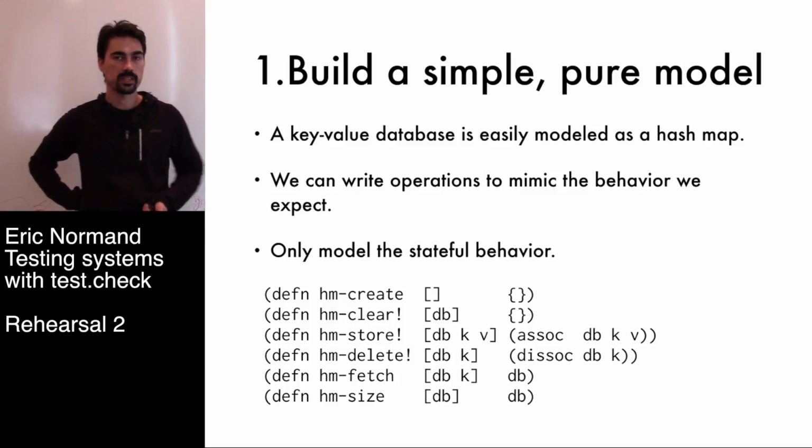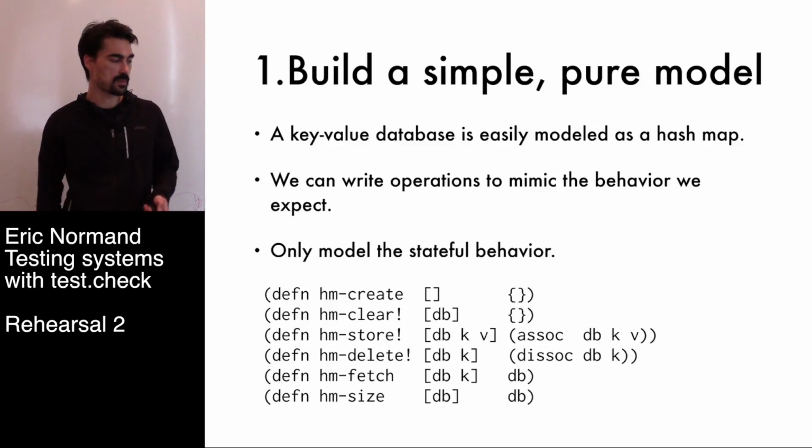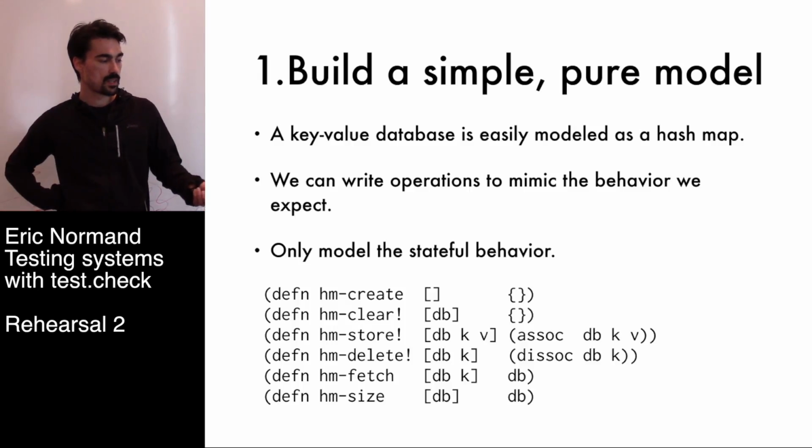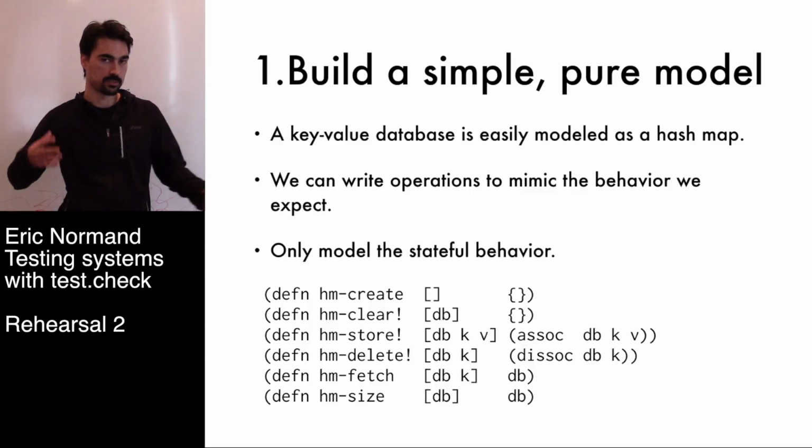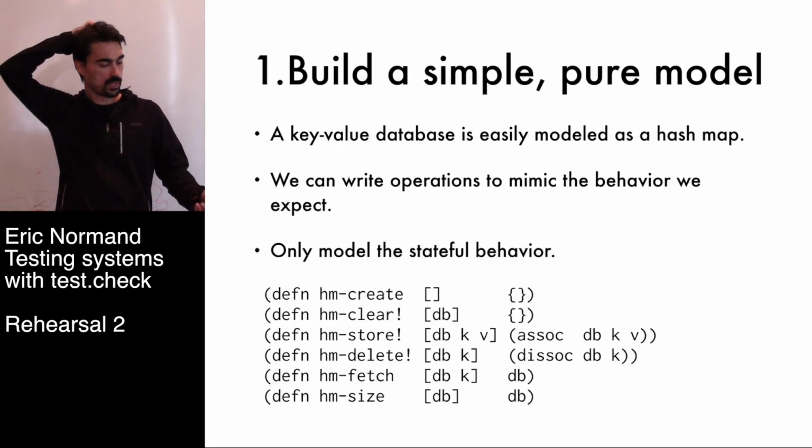Right, so HM_create, that's our constructor. It's going to create an empty hash map. Clear, we just throw away the hash map and return a new empty one. Store, it's assoc. Delete on a hash map, well, that's dissoc. Fetch, well, like I said, we're not concerned right now with the actual value we get back. We just want to make sure to say that it doesn't change the database. And size is the same. We don't really care about the size of this hash map for this. We just want to make sure that it doesn't change it.